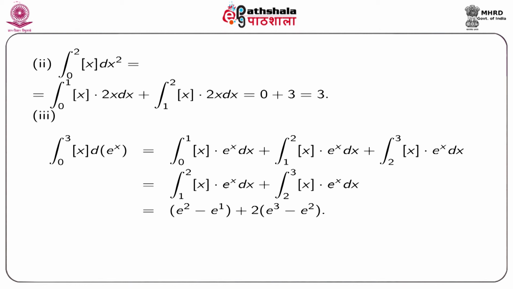Finally, if we consider the Riemann-Stieltjes integral 0 to 3 of floor x d e to the power x, this is equal to the integral 0 to 1 of floor x e to the power x dx plus the integral 1 to 2 of floor x e to the power x dx plus the integral 2 to 3 of floor x e to the power x dx, and the value becomes e square minus e plus 2 into e cube minus e square. So, in all these results we have used the result that when the integrator has continuous derivative in closed interval a b, the Riemann-Stieltjes integral of f with respect to the integrator alpha is given by the Riemann integral of f alpha dash.